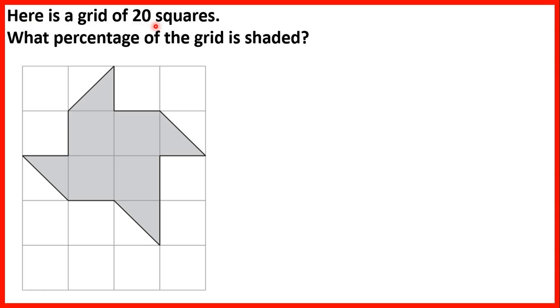Here is a grid of 20 squares. What percentage of the grid is shaded? So a percentage is a fraction with a denominator of 100. But we don't have 100 squares. We only have 20 squares. So we'll need to find an equivalent fraction.